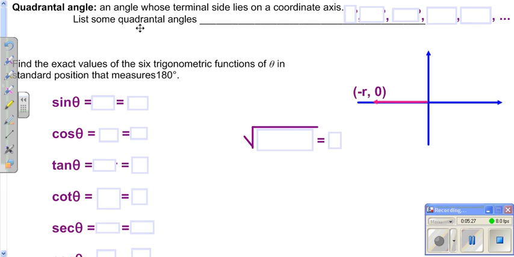Then we have quadrantal angles. Quadrantal angles are angles that end up being on your axes. So here's one of them, and that's 0 degrees. Here's another one that's on your axes, that's 90 degrees. Here's another one on your axis of 180. Here's another one on your axis of 270. And then it would be 360.